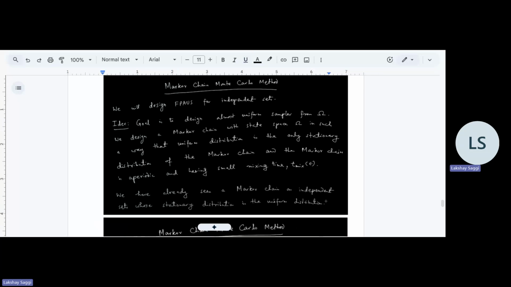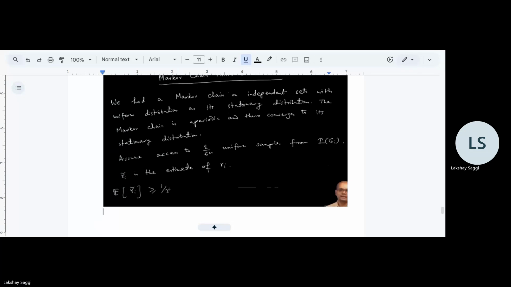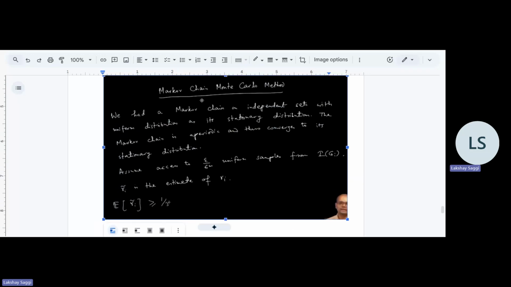We had a Markov chain for independent sets in the last week's session, and then we are just trying to analyze that Markov chain and see how we obtain a fully polynomial approximate uniformly random sampler from those. So yeah, it's really nice to have. Since I'm not going into the analysis of this, you can just watch the lecture videos for understanding the analysis of all of this.